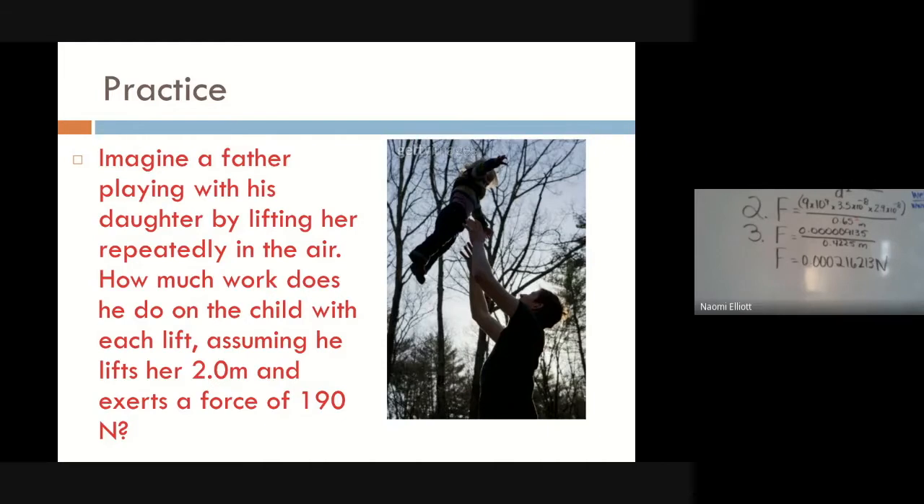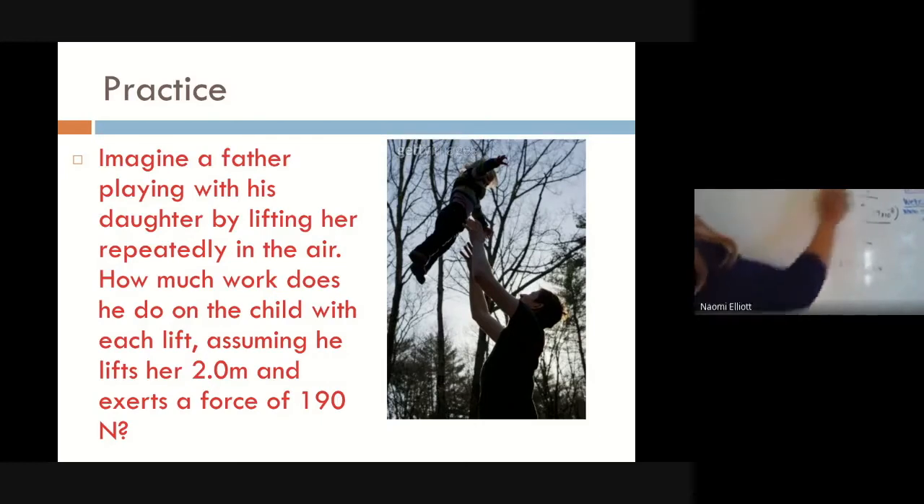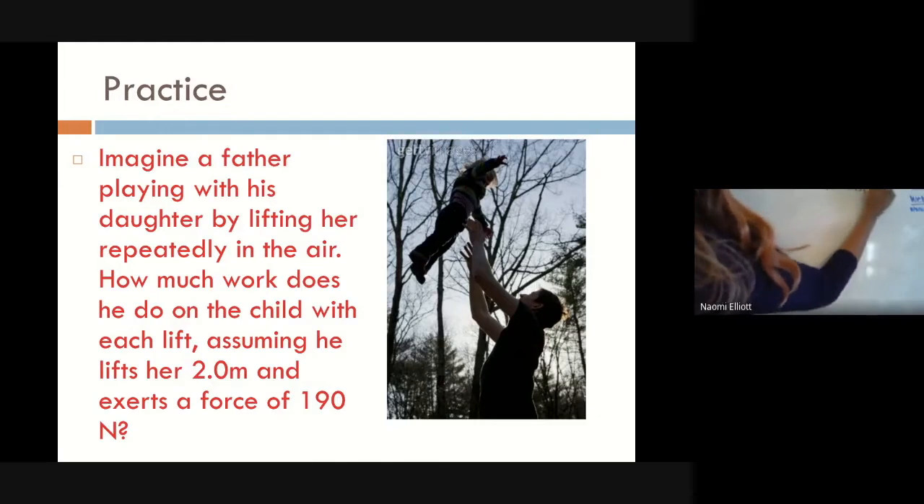Imagine a father is playing with his daughter by lifting her repeatedly in the air. How much work does he do on the child with each lift, assuming he lifts her 2 meters and exerts a force of 190 newtons? Remember, our first step is to make sure that we have the correct equation. So work equals force times distance.